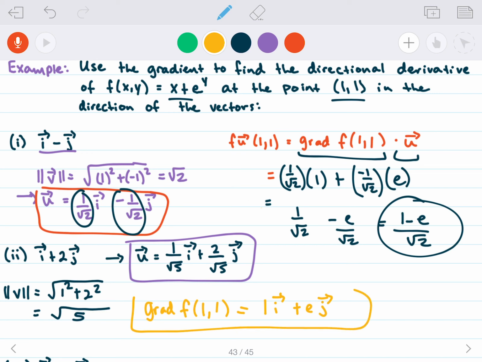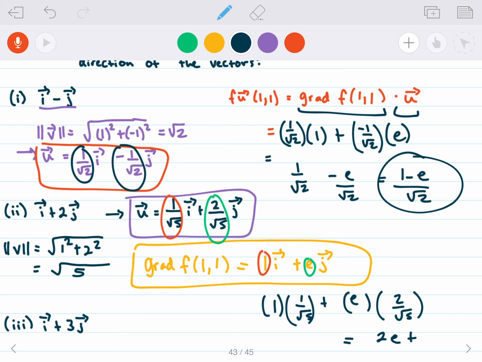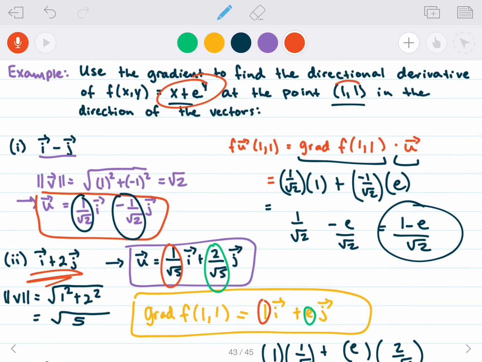Alright, so now we can take the dot product by just multiplying corresponding components and adding them up. So 1 over root 5 times 1 is just 1 over root 5, plus e times 2 over root 5. So adding them together, I get 2e plus 1 all over root 5. And this is my slope in this direction on this surface at this point.